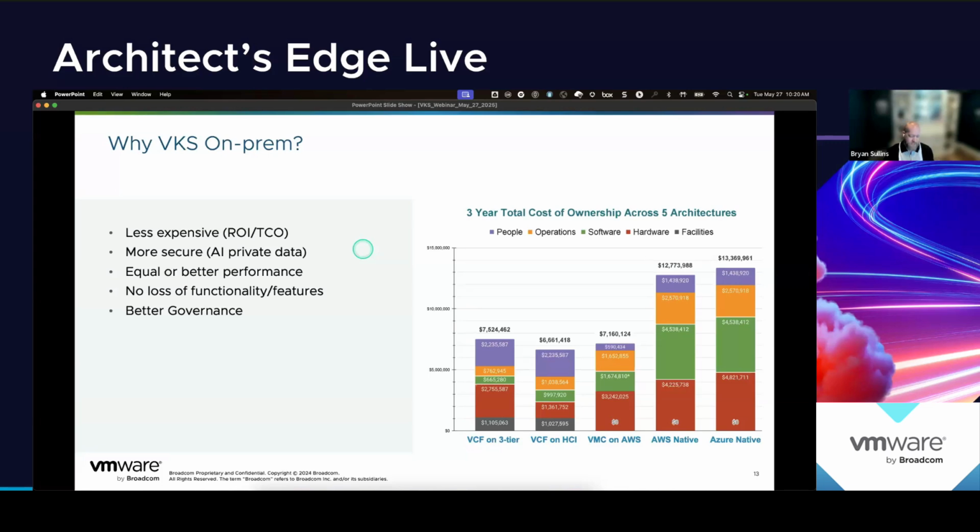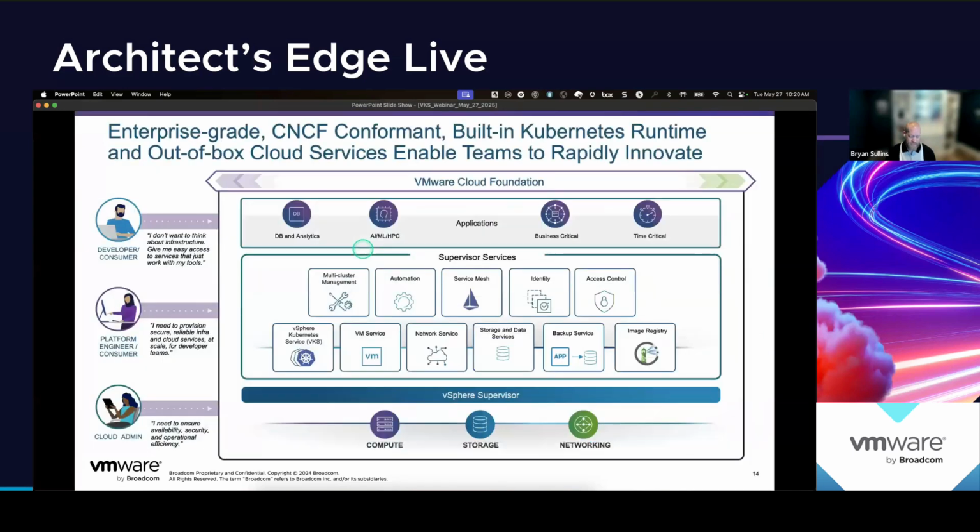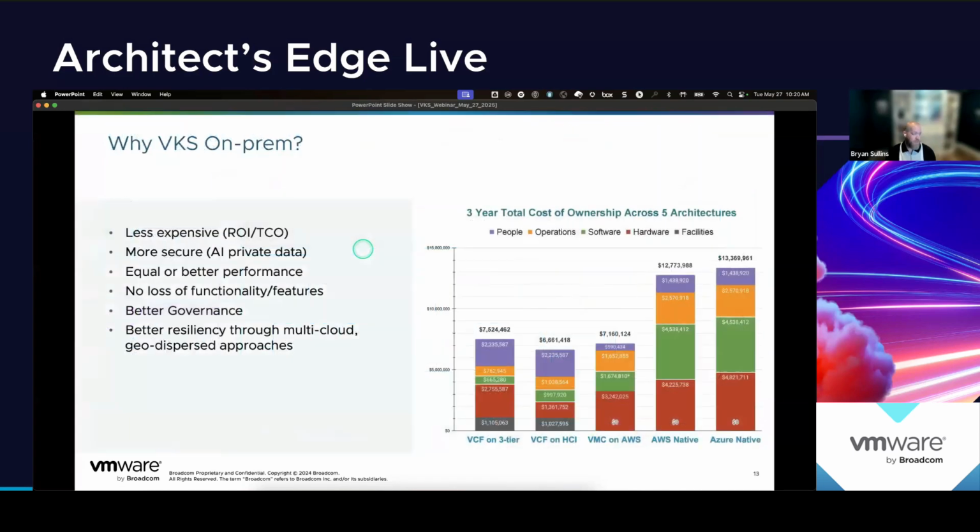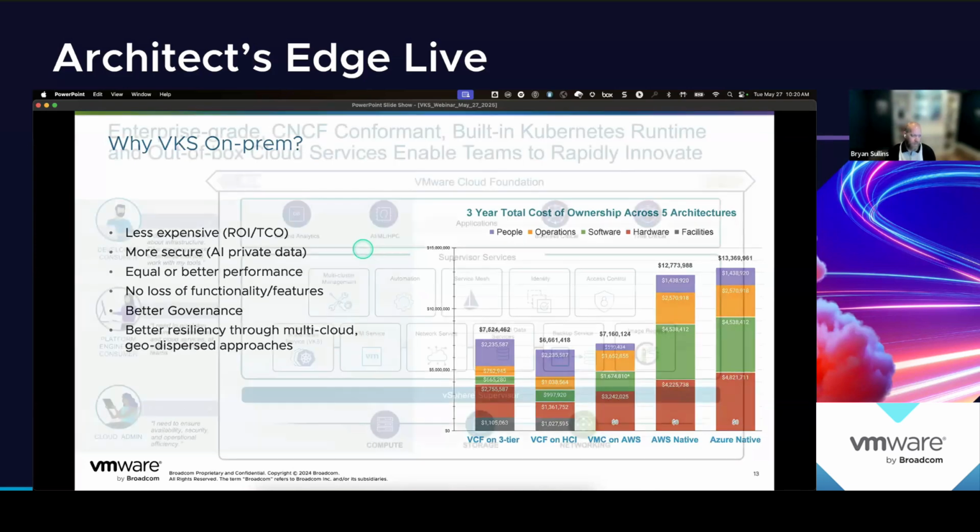You have better governance, better resiliency through multi-cloud, geo-dispersed approaches. I literally just talked about that earlier with the whole multi-cloud approach and having the worker nodes spread across multiple data centers. There are probably more, but those are the ones I could come up with.